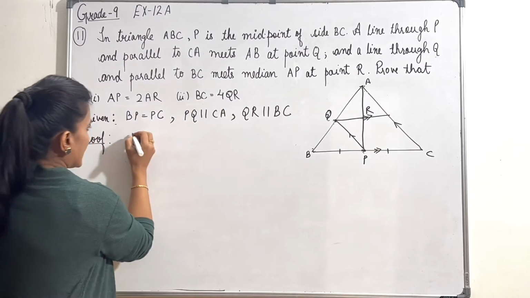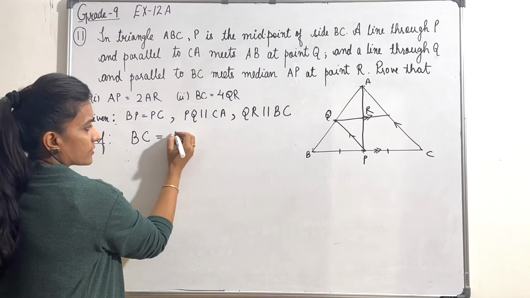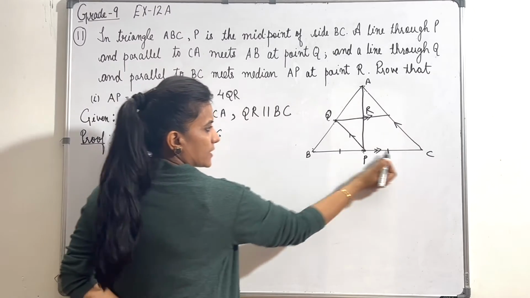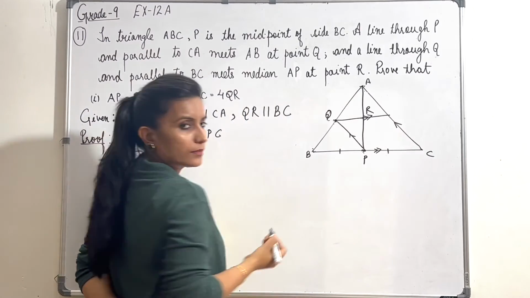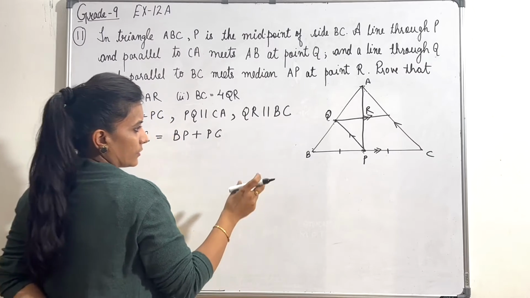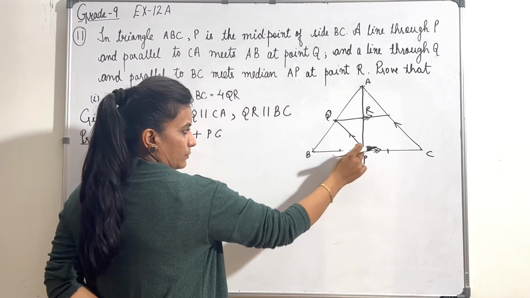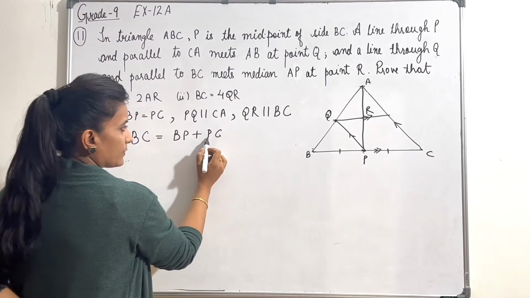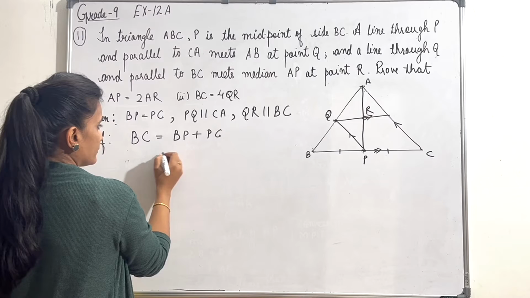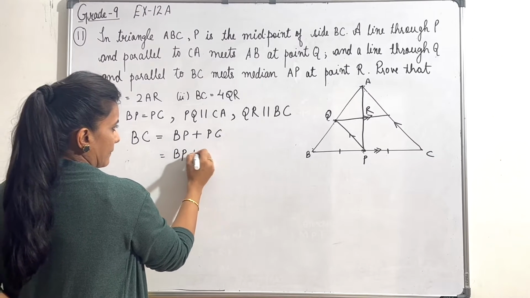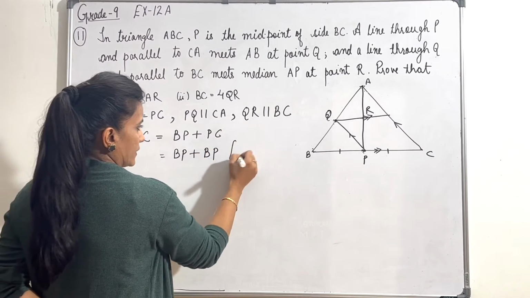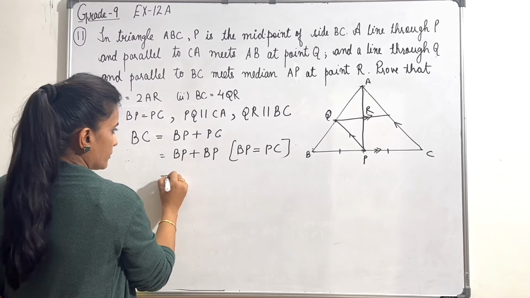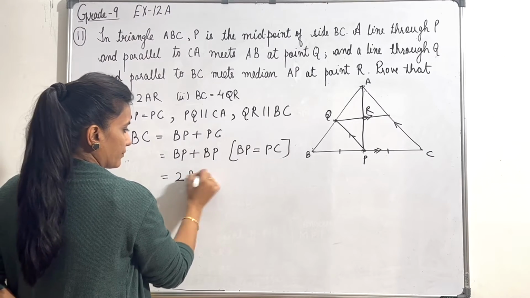Okay, so can I write BC as BP plus PC? BC as BP plus PC, right? Now, P is the midpoint of BC. So BP is equal to PC. So can I replace this PC with BP? Reason, BP is equal to PC. So this will be equal to 2 times BP.